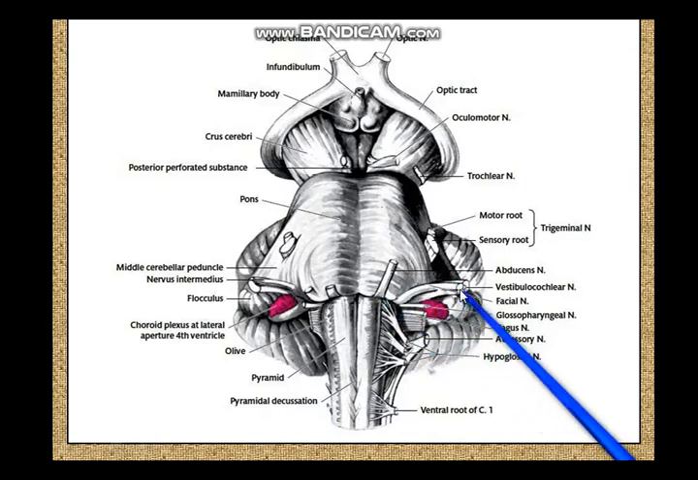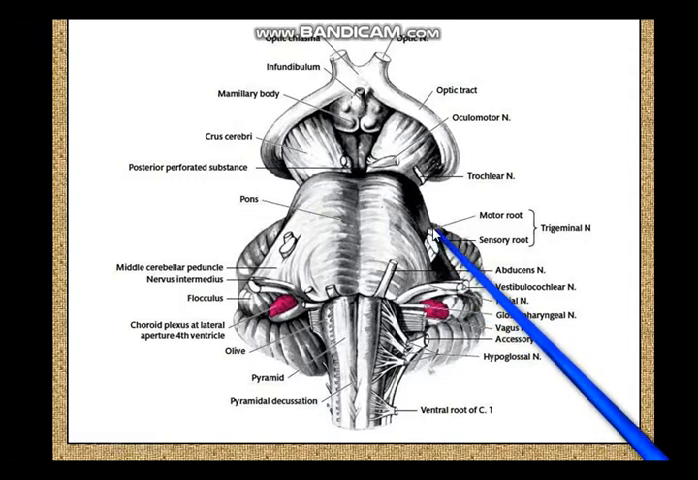Now you can see this facial nerve is also duplicated. It has one large part here and one small part here. Here also the facial nerve has a motor root and a sensory root, and the sensory root is smaller. Unlike the trigeminal, in the trigeminal sensory is large, motor is small.